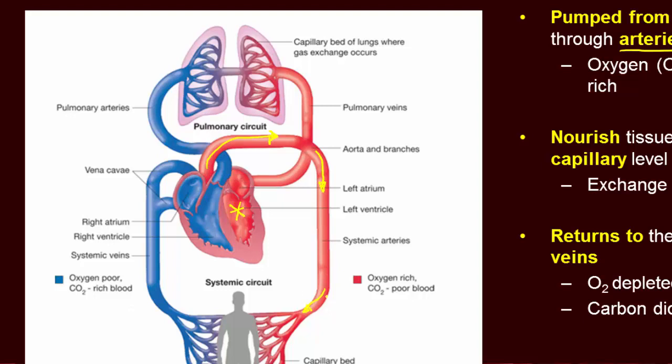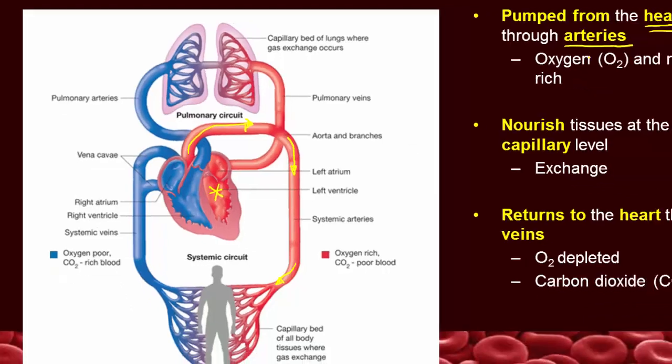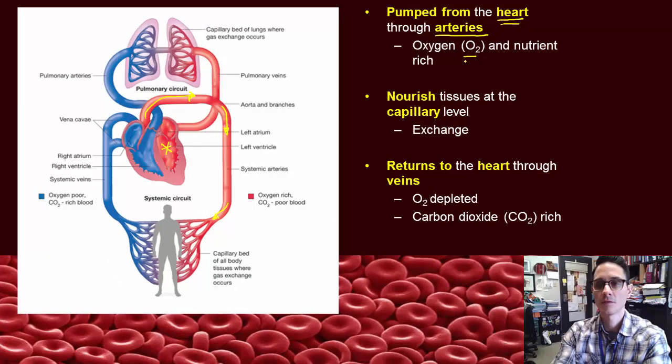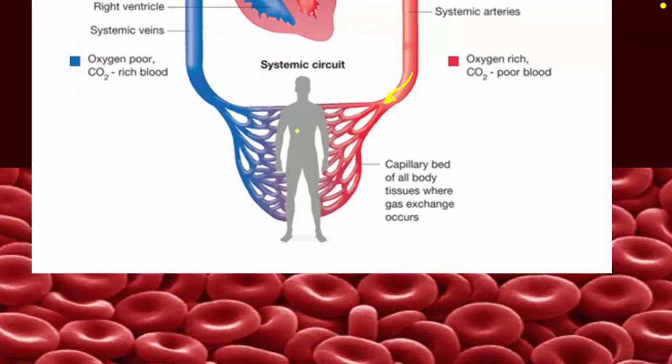Okay, and in those vessels, the oxygen component of the blood is extremely high, and so is the nutrient content. So we're delivering oxygen and we're delivering nutrients to tissues. Those tissues can use that oxygen for energy and those nutrients to make the energy. Once we get down to the smallest vascular level, we're going to nourish those tissues. So there's going to be an exchange that's going to take place here at the capillary level.